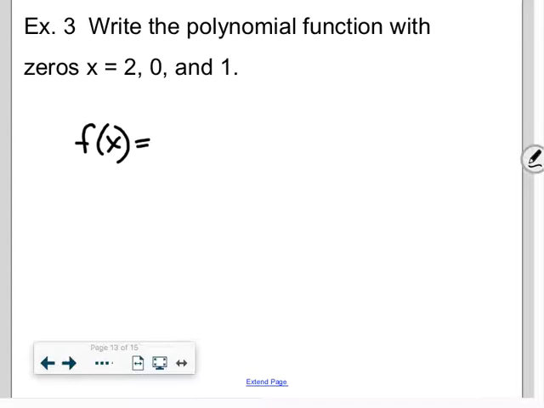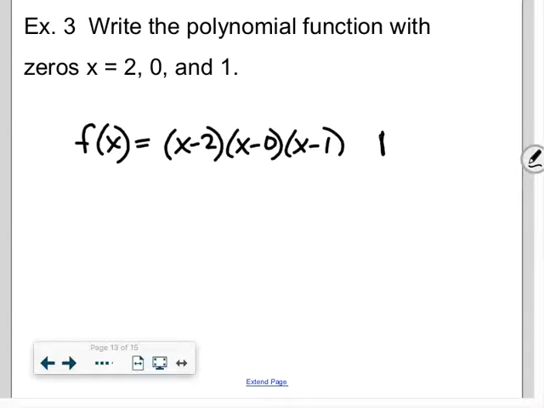Okay, if x equals 2, what was it above it? X minus 2, right? Okay, so we're going to write x minus 2. This would be x minus 0 and x minus 1. So it's going to be subtract whatever that number is. So if it's a negative, it becomes x minus a negative, which is a plus. So this is called the factored form.